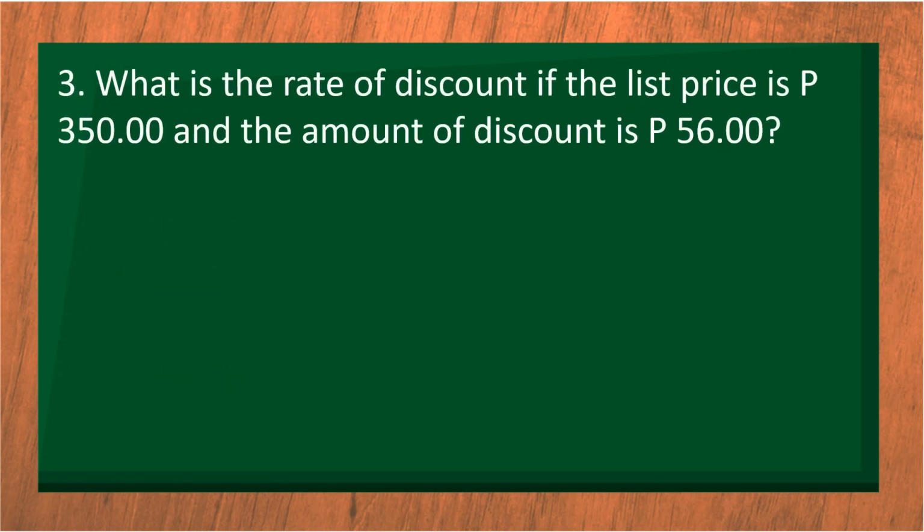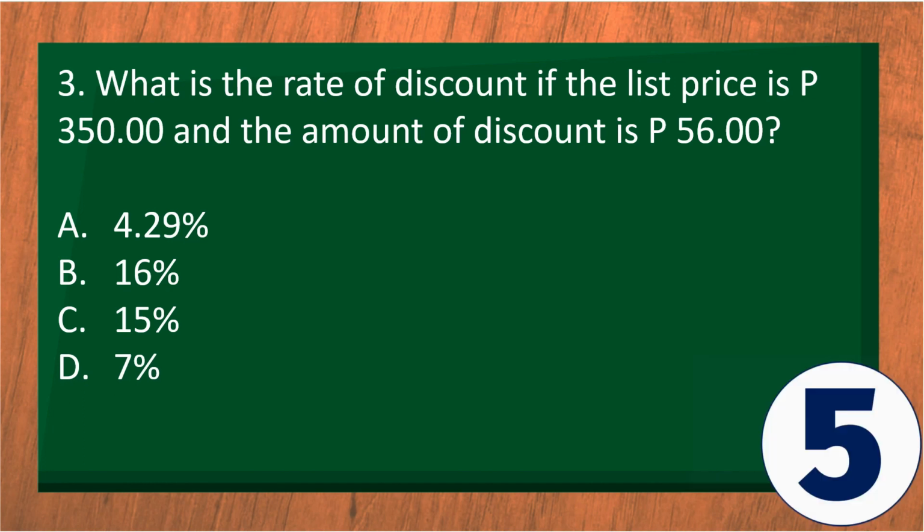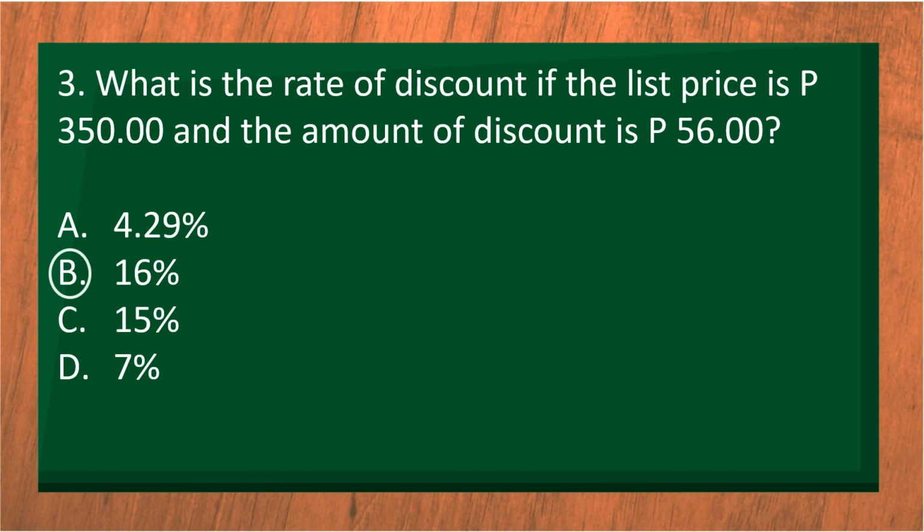Number 3. What is the rate of discount if the list price is 350 pesos and the amount of discount is 56 pesos? Letter A, 4.29%. Letter B, 16%. Letter C, 15%. And letter D, 7%. The correct answer is letter B, 16%.